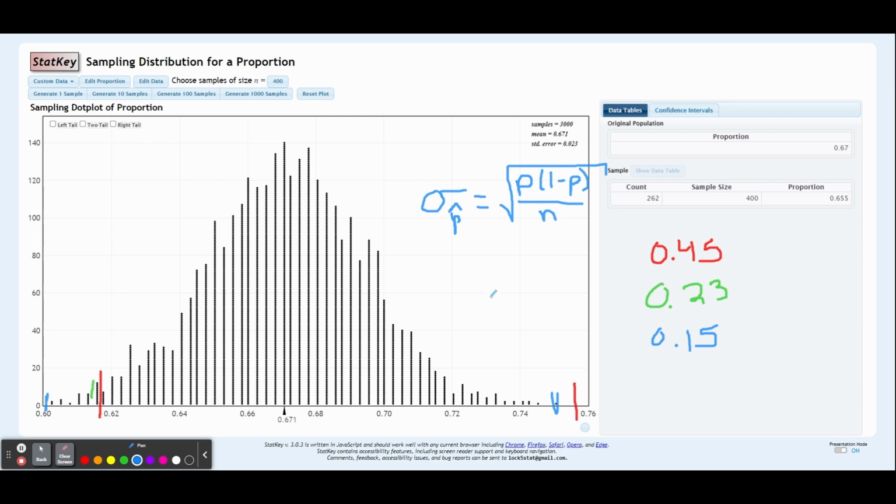So to recap, the larger the sample size, the smaller the variability for the sampling distribution. And the standard deviation of our sample proportions, the standard deviation of our p-hats, is the square root of p times 1 minus p divided by the sample size n.